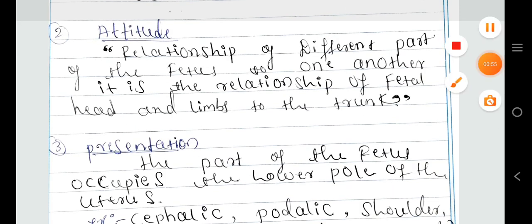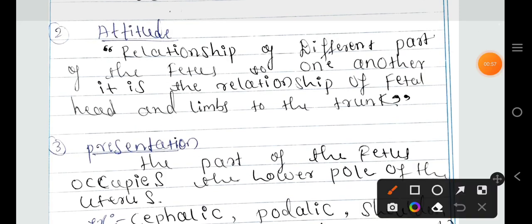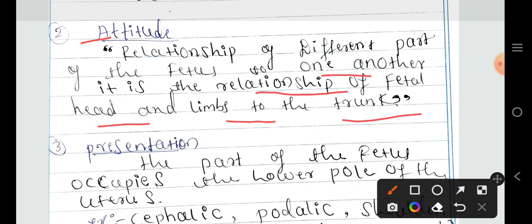Next question is attitude. In OBG the attitude meaning is the relationship of different parts of the fetus to one another. It is the relationship of the fetal head and limbs to the trunk. It is called attitude. So attitude is nothing but the relationship of one part of the fetus to another, for example head and limbs. Okay, the relationship or the coordination of different parts of the fetus, that is head and limbs.